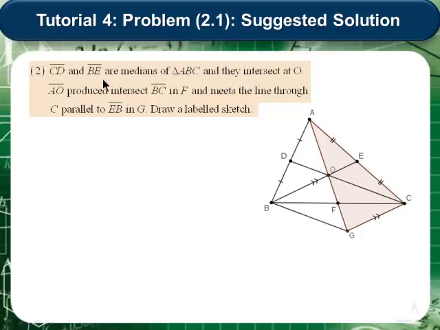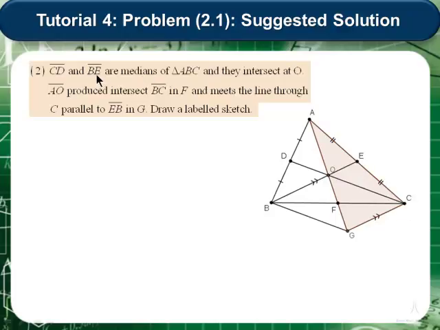Now just to recap, what is a median? A median is a line segment drawn from the center of a side to the vertex or the angle opposite that. So if we say CD is a median, that means D is the midpoint of AB. In the same way, if BE is a median, it means that E is the midpoint of AC. So we really know that AD is equal to BD and AE equals EC.